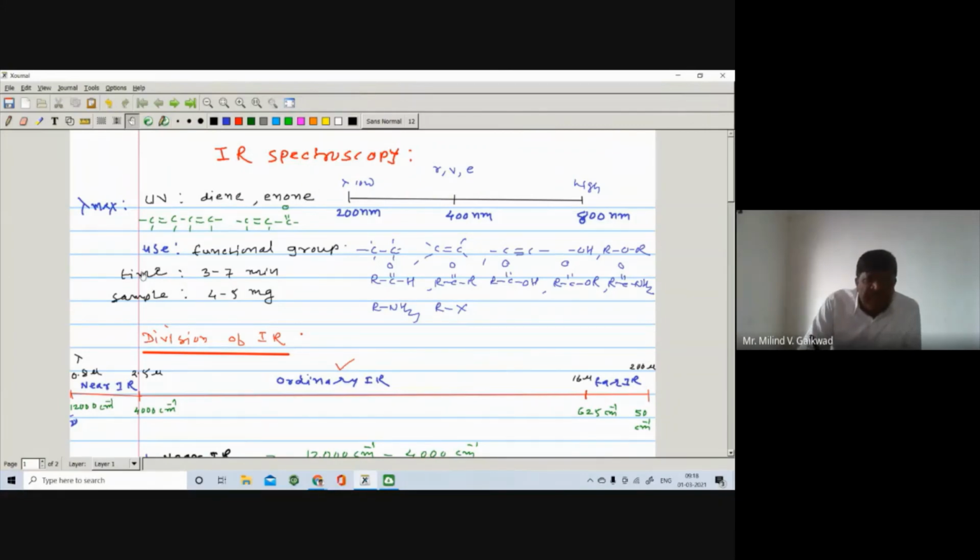Then we have seen IR radiation. IR radiation is useful to find out the presence of functional groups. Functional groups we have seen here: alkane, alkene, alkyne, alcohol, ether, aldehydes, ketones, carbonyl compounds, acid, corresponding derivatives, amines, alkyl halides. The time required to record the spectra is about 3 to 7 minutes, and the sample required is about 4 to 5 milligram.